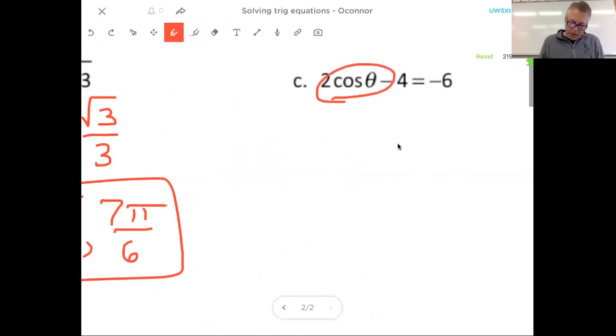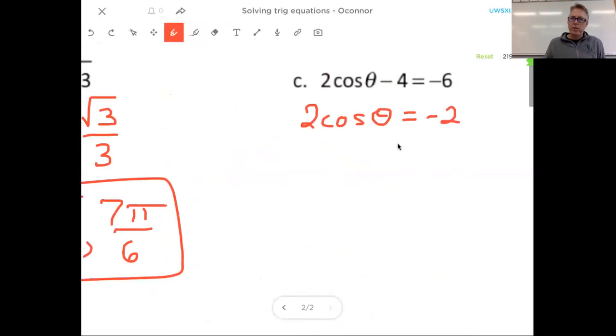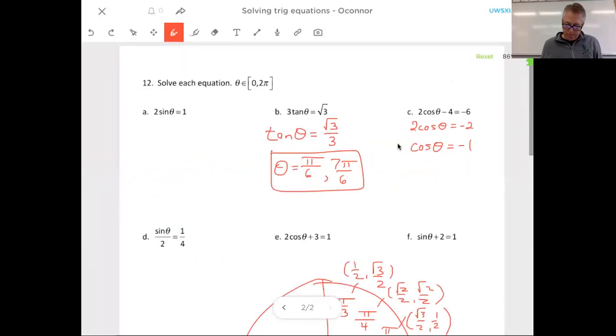We have to get this part by itself. So we'll move the -4 over by adding 4 to both sides. So we have 2 cosine theta is equal to -2. And then we divide by 2, so we get the cosine of theta is equal to -1. All right, so we got that by itself.